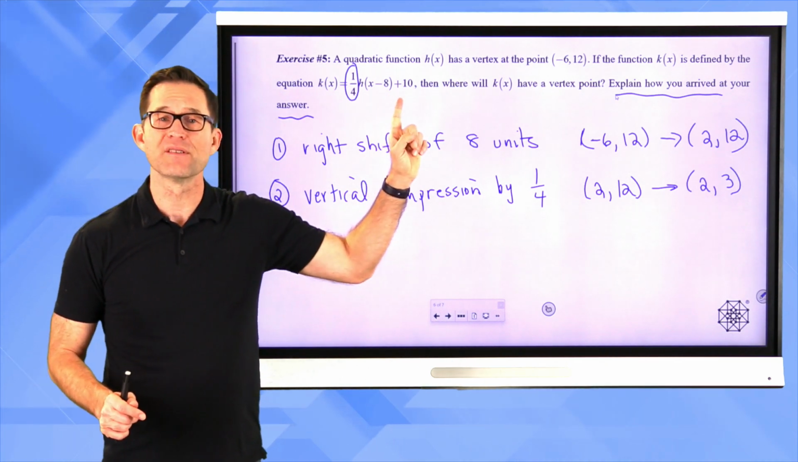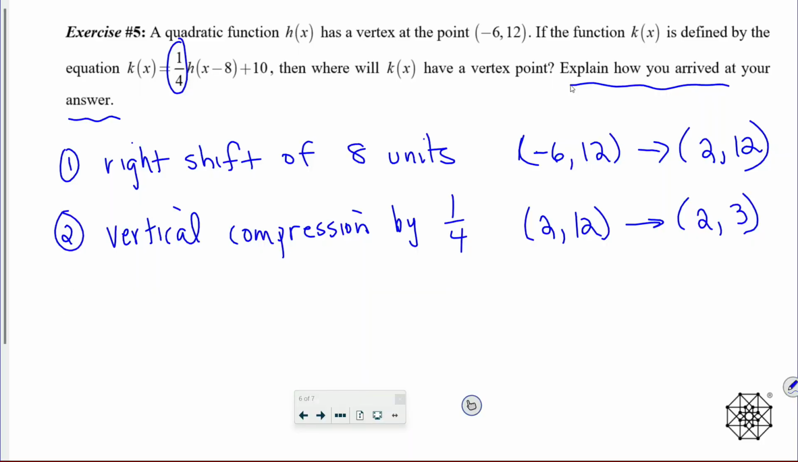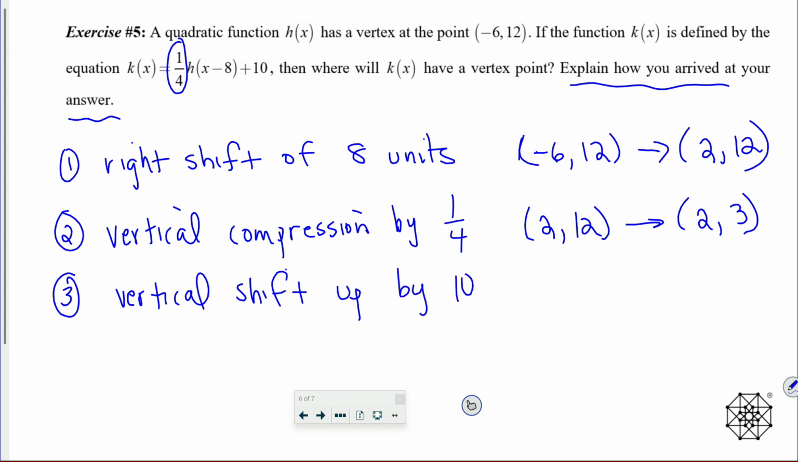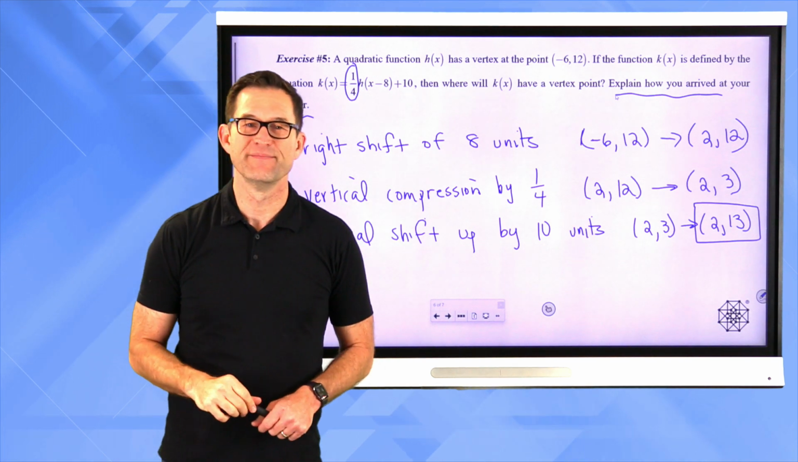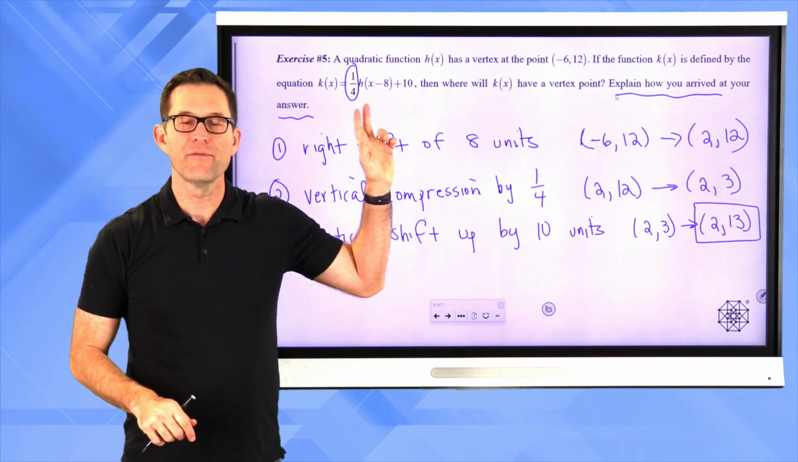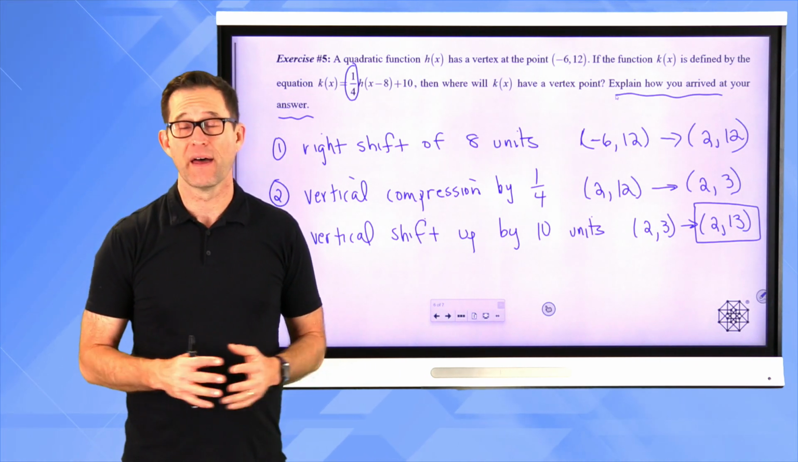The final thing that happens is that I add 10 to the overall function. And whoops, and that's going to be a vertical shift up by 10 units. And that's going to take 2, 3, and it's going to end up with my final answer, 2, 13. And there we have it. All right. And that's really kind of looking at a formula and being able to identify the different transformations that have occurred based on that formula.